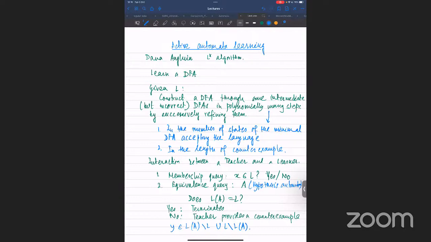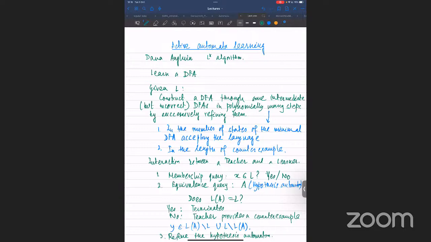So it provides one such counter example, which can either be accepted by the automaton but is not there in the language, or the other way around: it is there in the language, but the hypothesis automaton doesn't accept it. And then the learner would refine the hypothesis automaton. We'll see how this entire process works. So this is the very broad goal.